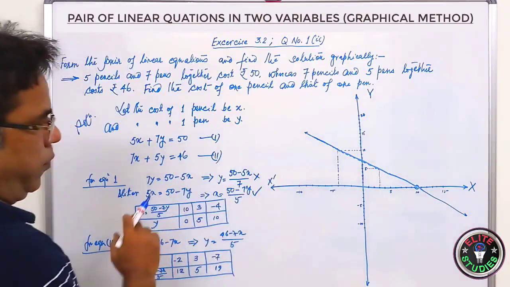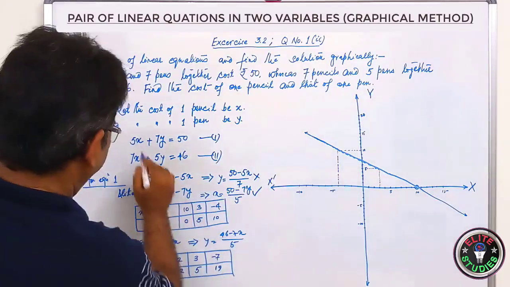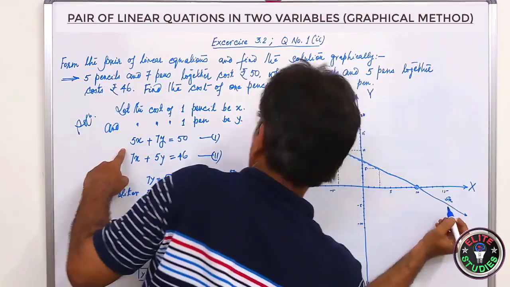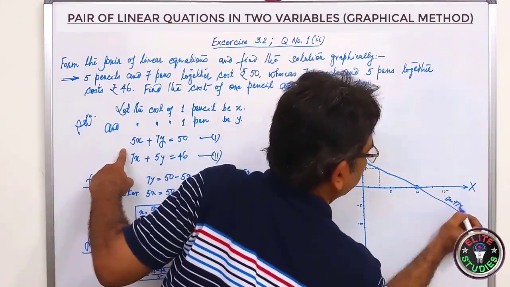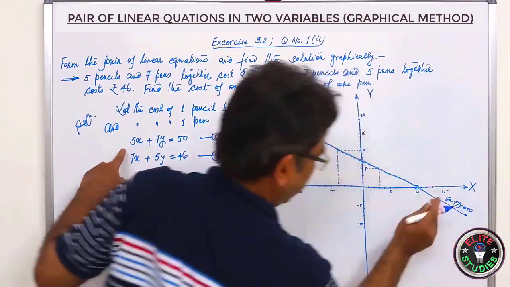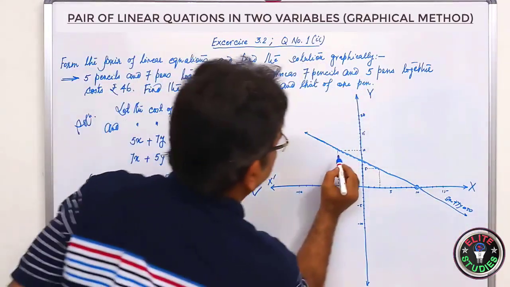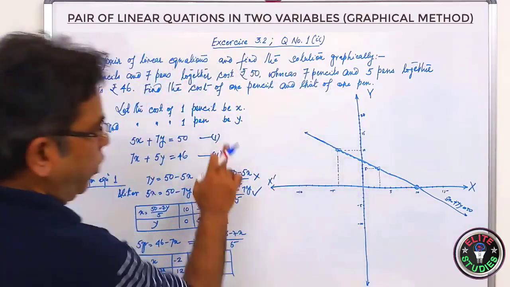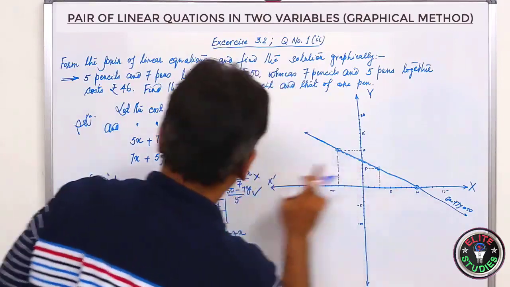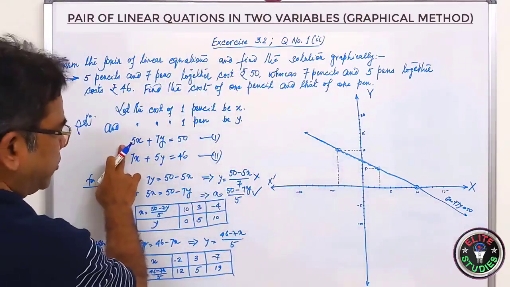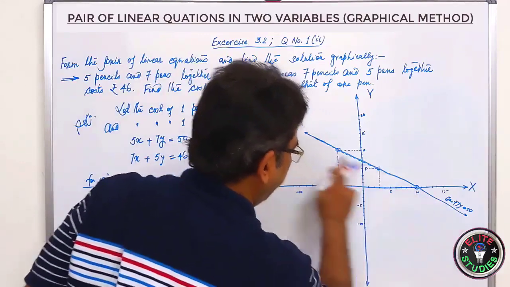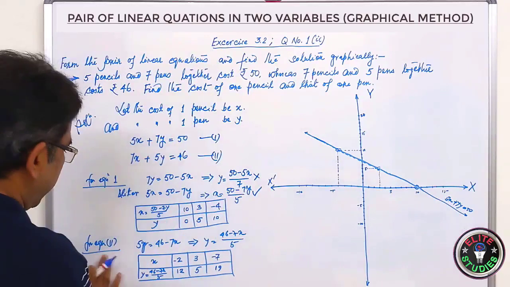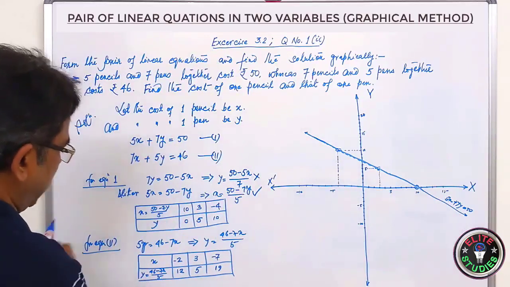So this is the graph of the first equation. You can write it here: 5x plus 7y is equal to 50. These are the points. Whatever points lie on this line will satisfy this equation. Since there are infinite points, there are infinite pairs of values which will satisfy this equation. Now similarly, let us try to plot the graph of this equation.